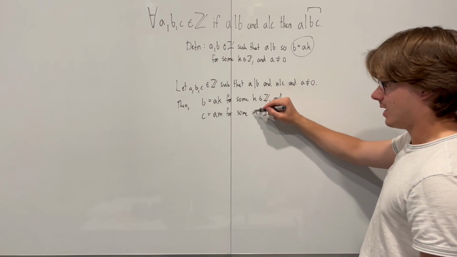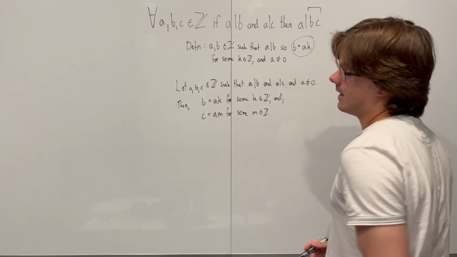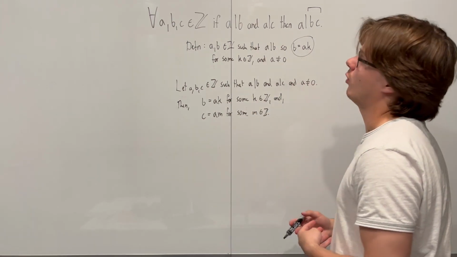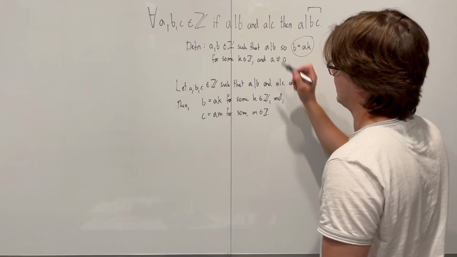Remember not to use the same variable, because if you start using the same variable, you're saying, hey, b is actually the same as c. These two are equal, which they're not. We don't know if b and c are equal. We're trying to solve it for all different combinations of b and c where this is going to be true.